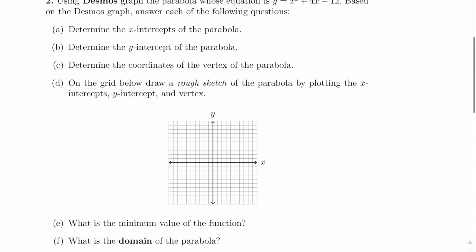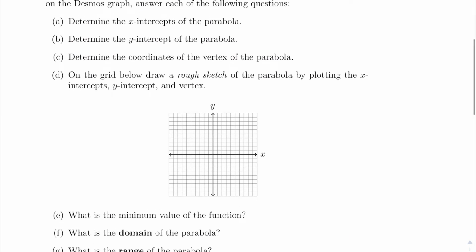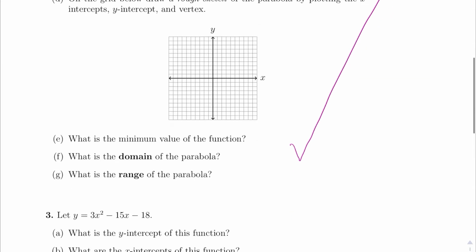So, using Desmos, graph this parabola. Alright, I'm going to assume that you guys are going to do all this on your own because we reviewed this in the last homework. We also reviewed it in the do now, so no worries. So hopefully you guys have it.